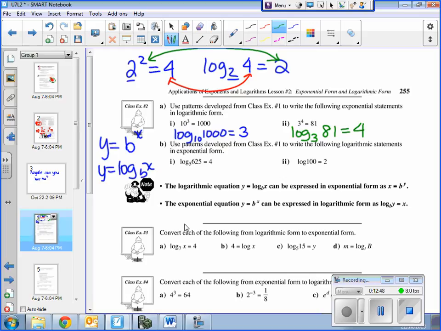Go the other way. Always look for your base first. What's my base here? 5. What's my new exponent? Equals 625. You can check in your calculator if you want to. 5 to the 4. Oh, it should be equal to 625. Okay. What's my base if there's no base? 10. That's my exponent. 2. What is my value? 100. I think you guys are catching on.